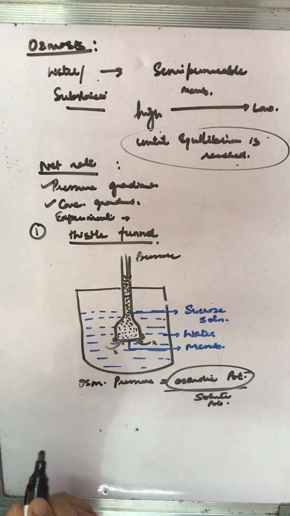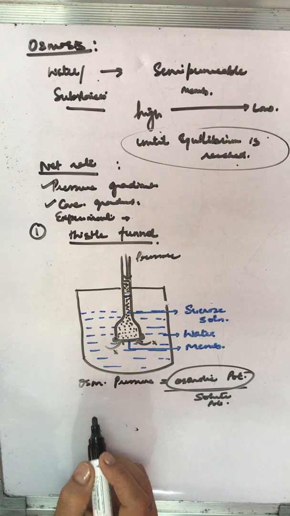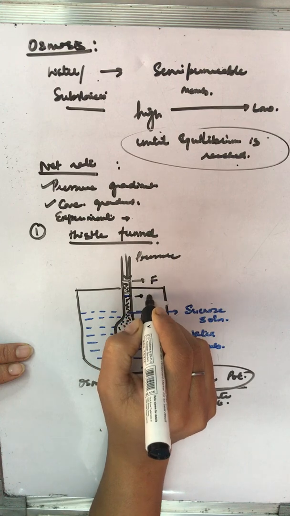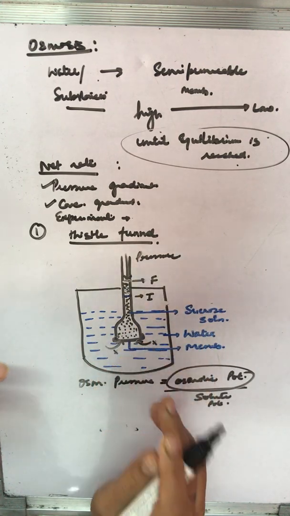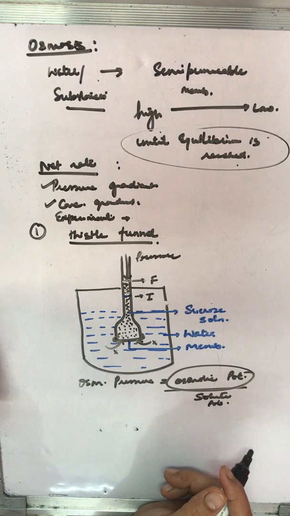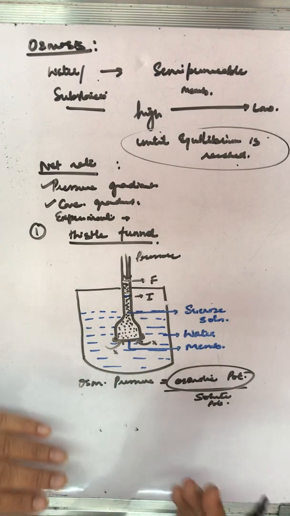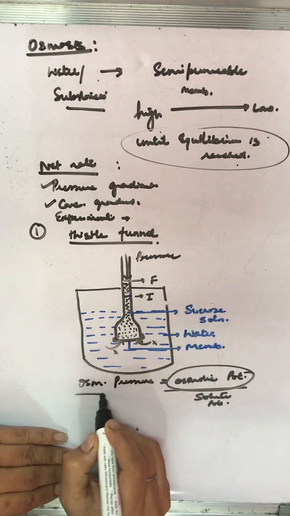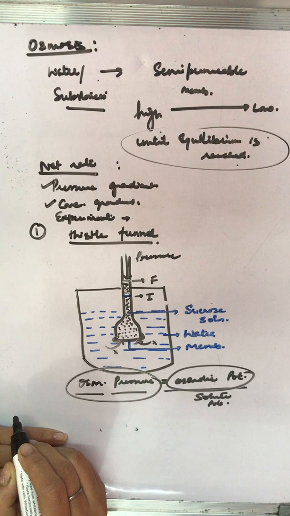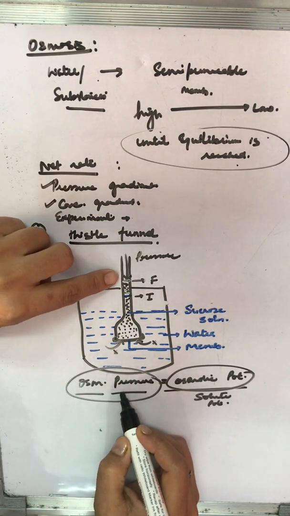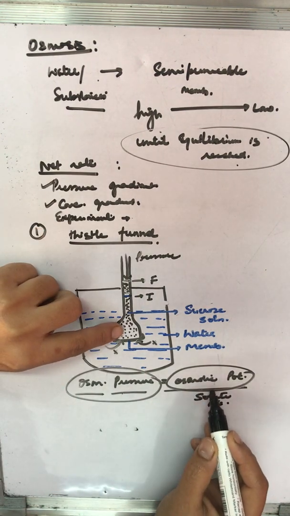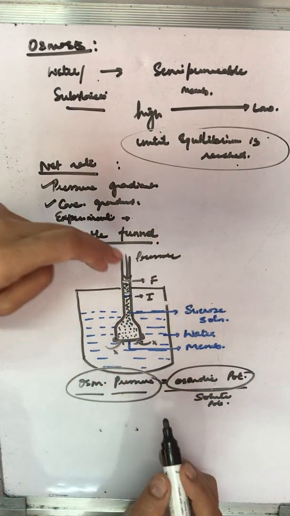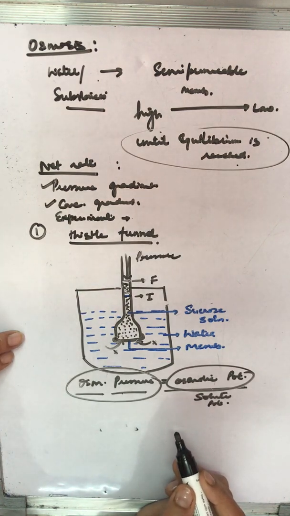Here, what are we calculating? On applying pressure, we get a final level, and this was the initial level, and as the pressure was applied, the movement stopped. It is equivalent to the osmotic potential, that is, the solute potential, which gives us the value of osmotic pressure. Osmotic pressure is equivalent to osmotic potential or the solute potential, but the sign will be opposite. The pressure is applied from the top.